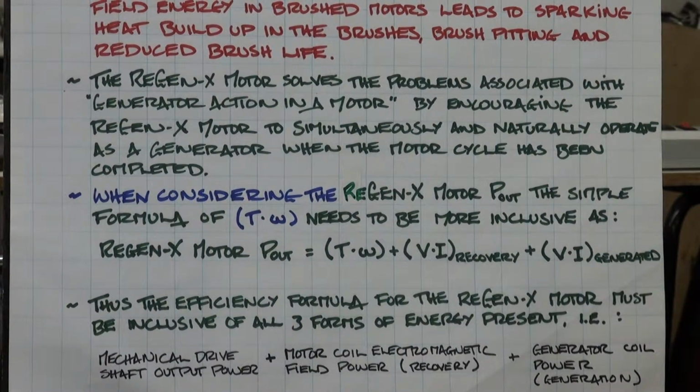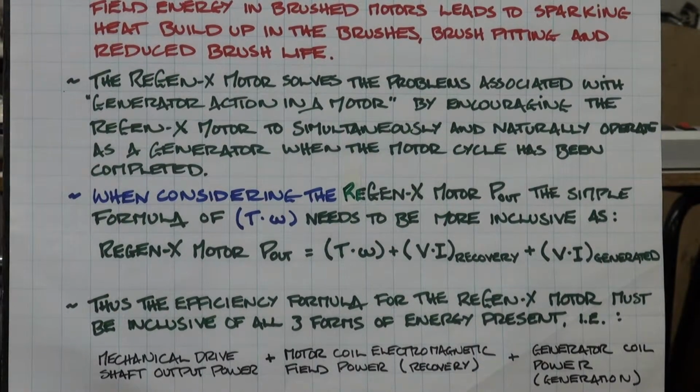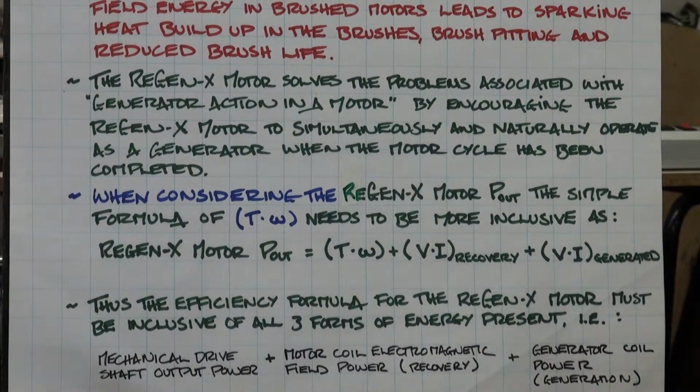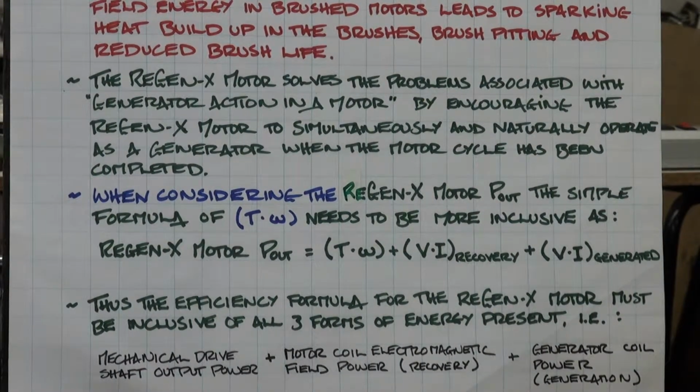So when considering the Regen X motor, P out, the simple formula of torque times speed needs to be more inclusive, as Regen X motor power out is the torque times velocity plus the power that's recovered from the collapsing magnetic field energy plus the power that is generated when the Regen X motor cycle stops and the generator cycle begins.